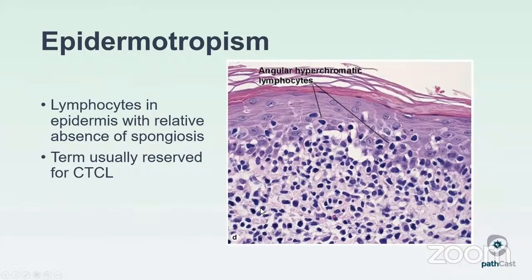Epidermotropism is a term that we usually like to reserve for cutaneous T-cell lymphoma. What it refers to is lymphocytes in the epidermis. So there's exocytosis of the lymphocytes into the epidermis, but with a relative absence of spongiosis. Anytime we have spongiosis or fluid developing in our epidermis, inflammatory cells will make their way into the fluid. That's not epidermotropism. That's just exocytosis associated with spongiosis. But when you have lymphocytes making their way into the epidermis, and here they are without any or very minimal surrounding spongiosis, that is epidermotropism. And that is a great clue to mycosis fungoides, the most common form of cutaneous T-cell lymphoma.